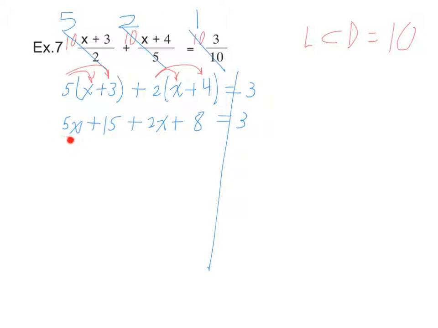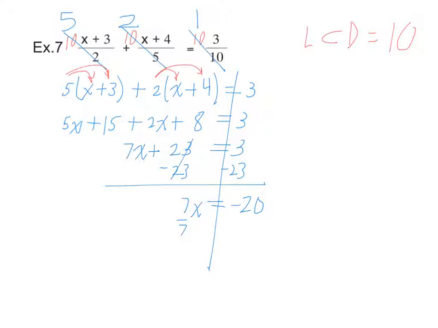There's some common terms, a 5x and a 2x that I can put together, as well as some numbers, 15 and 8. They're all on the same side, so they can be combined to be 7x plus 23. Now it's a two-step equation. x equals negative 20/7.